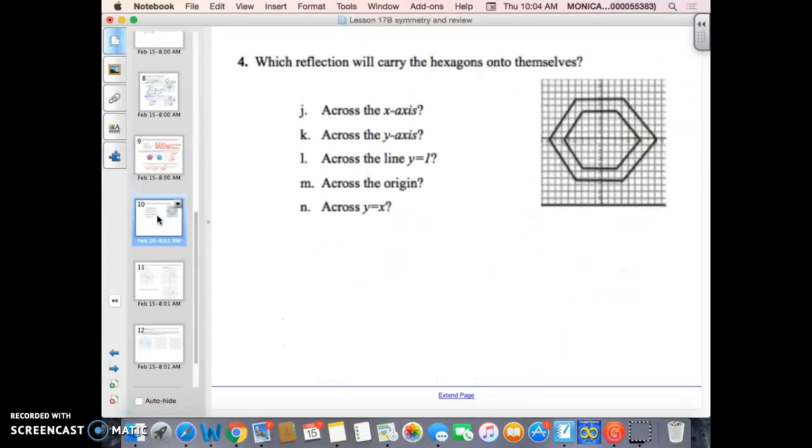All right, so this one says, which reflection will carry the hexagons onto themselves? Okay, so first we got to look at this drawing. And the first thing I'm going to test, I'm going to see, this is 1, 2, 3, this is 4 up here, and this is 1, 2, 3, 4 right here. Okay, so it's not quite on the grid exactly correct if I were to fold it down along the x-axis.